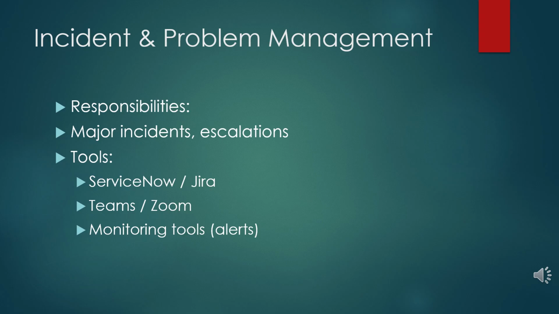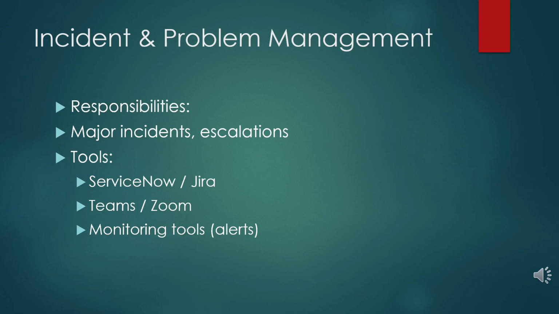Now let's talk about how we manage incidents. In enterprise environments, we use ticketing tools like ServiceNow or Jira. Whenever an issue is reported, a ticket is created. This ticket contains all details like issue description, priority, impacted users, and timestamps. As administrators, we work on these tickets, update the status, and ensure proper communication.